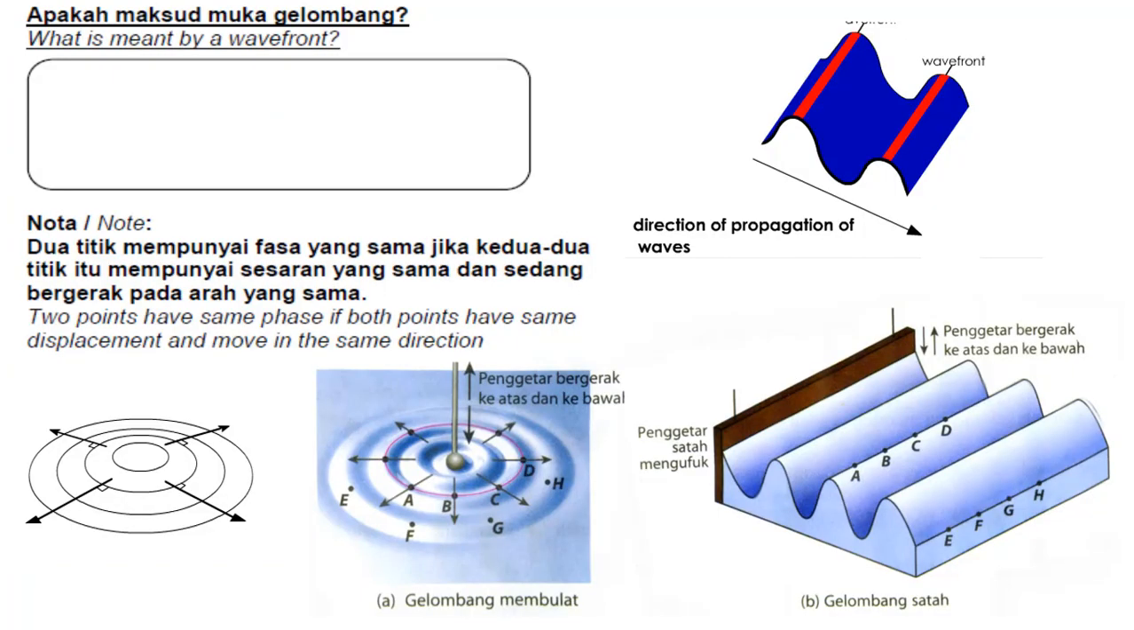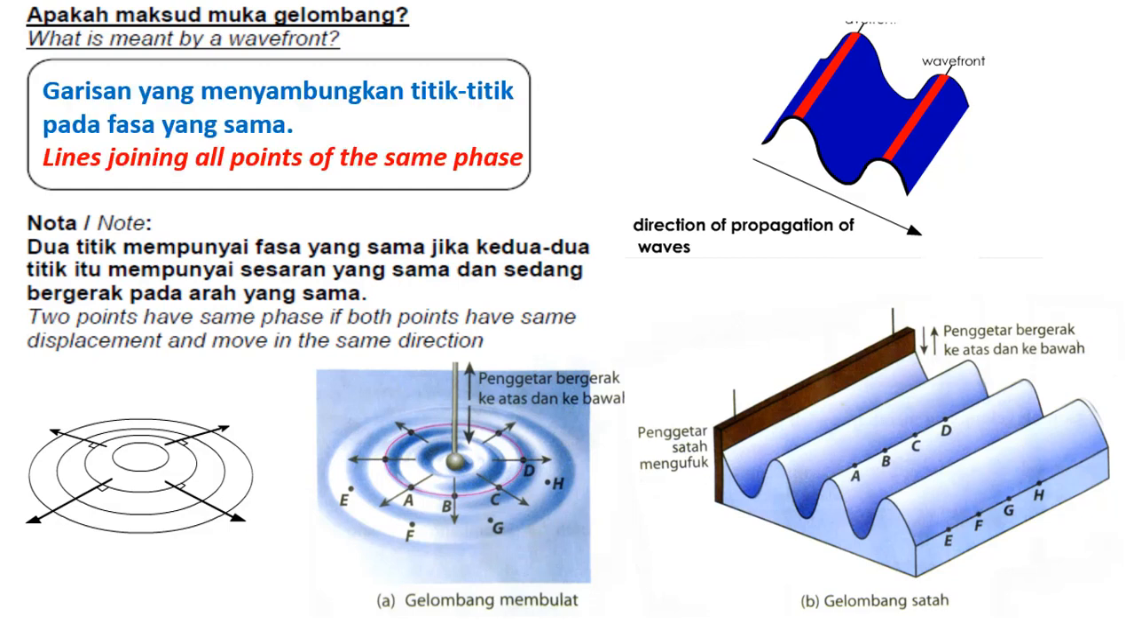So we repeat again, what is meant by wavefront? Wavefront is lines joining all points of the same phase. Two points have the same phase if both points have the same displacement and move in the same direction. For example, in this circular wave, we dip a spherical dipper, so we produce a circular wave.